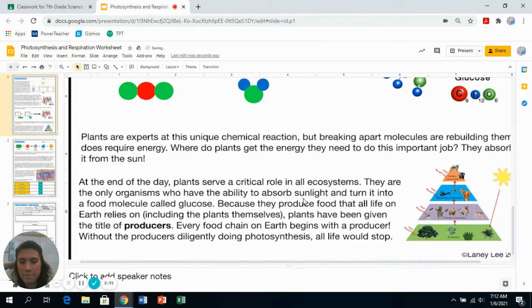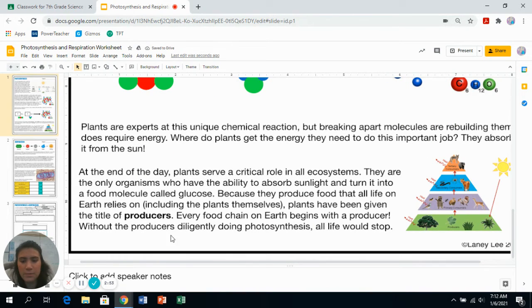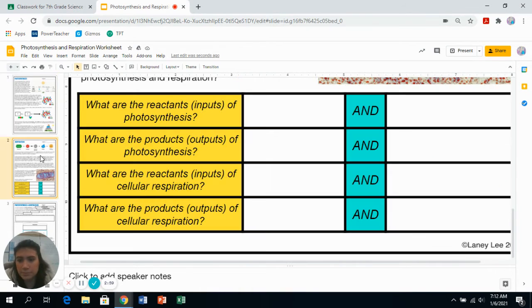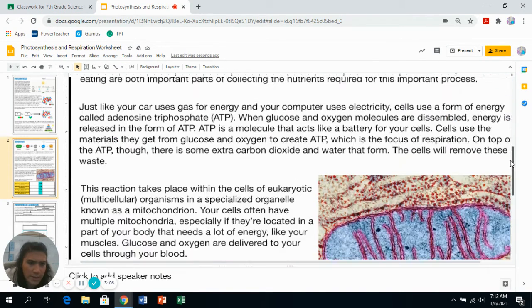That's just me. Okay, so you read the rest of this. Producers are the plants which produce via photosynthesis. So only plants are producers. Okay, let's make this a little bit smaller now because it's a little large for this.